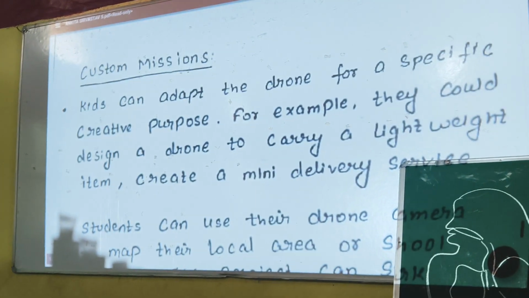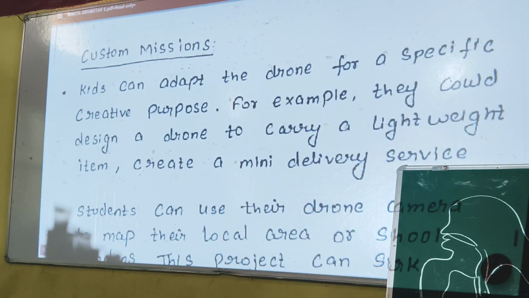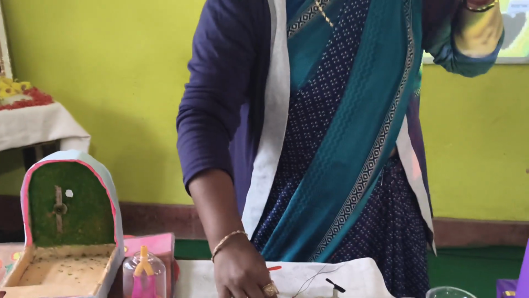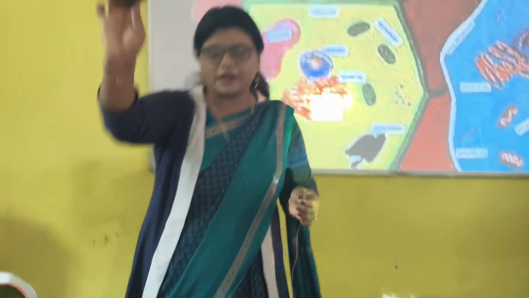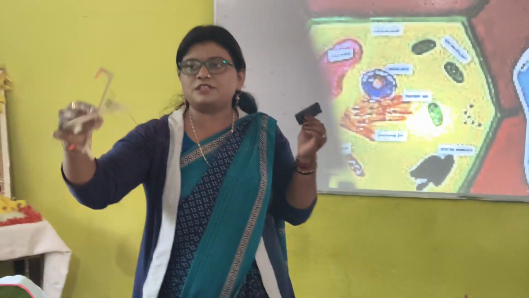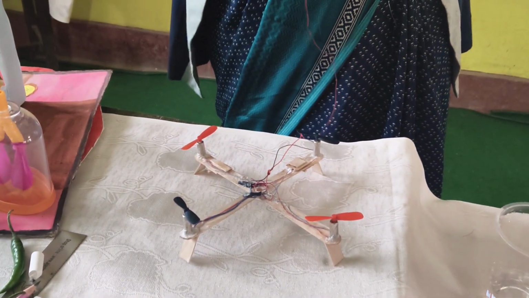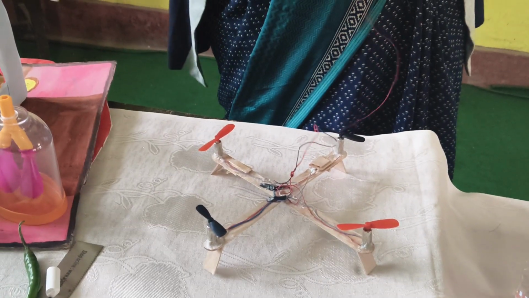Kids can adapt the drone for a specific creative purpose. For example, they could design a drone to carry a lightweight item, a mini delivery service. Why is this failing? Because I have not put a speed controller in this. This is the real drone battery, and this is the lightweight ice cream stick. So the motor is not maintaining its speed. That's why the failure of this drone happens.